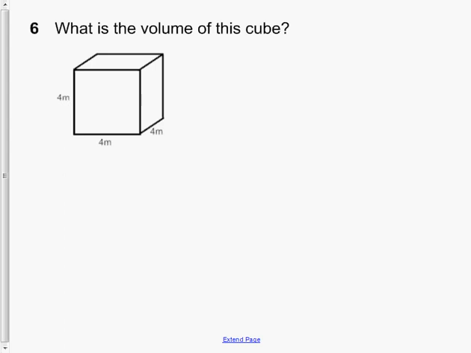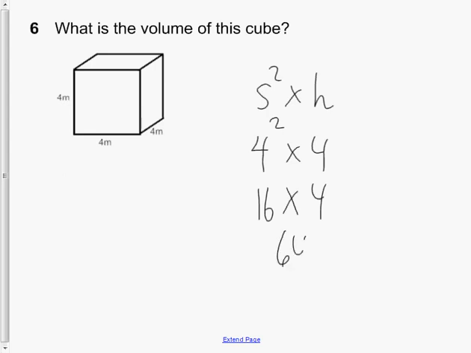What is the volume of this cube? Okay, so area of the base times the height of the prism is our formula for the volume of the cube. 4 squared multiplied by the height of the prism, which is 4, makes this 16 times the height of the prism, which is 4. And 16 times 4 is 64. And our units are meters cubed.